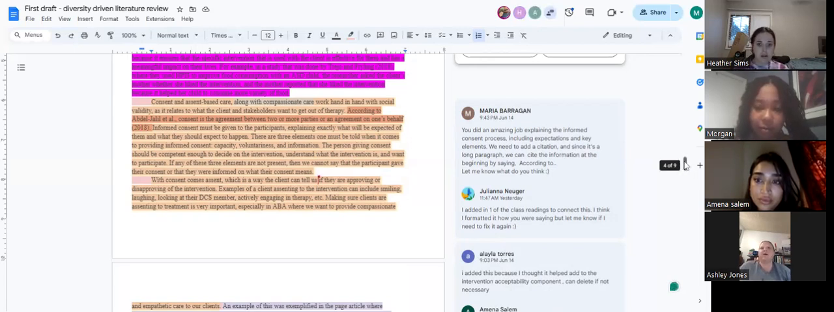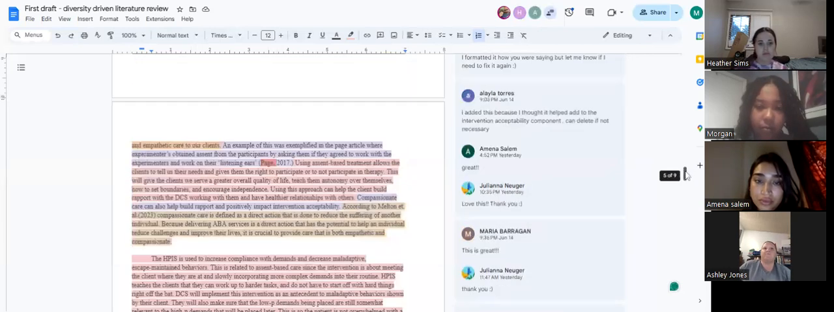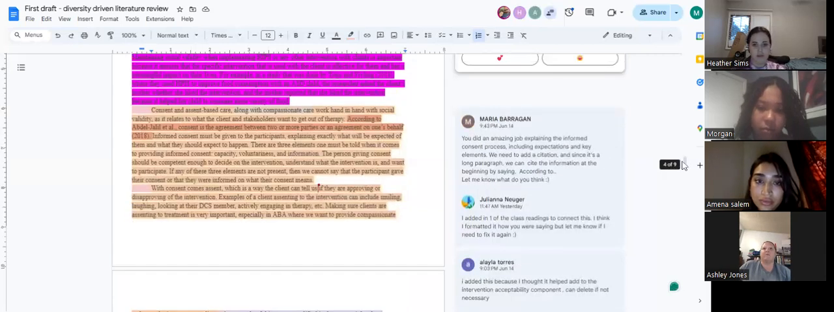So they gave really good examples of, when it comes to consent and assent, some really good examples of assent and consent, because that is such a big deal. A lot of people don't realize that they're two very different things, but you do need both of them to be able to do treatment in our field. And I like how they gave the examples of both consent and assent.